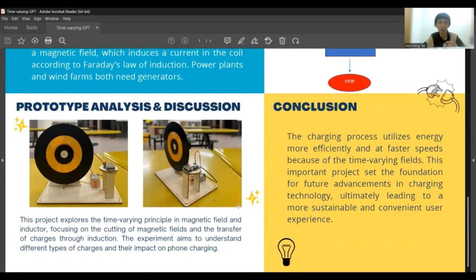The charging process utilizes energy more effectively and at faster speed because of the time-varying field. This important project sets the foundation for the future advancement in charging technology, ultimately leading to a more sustainable and convenient user experience. Thank you.